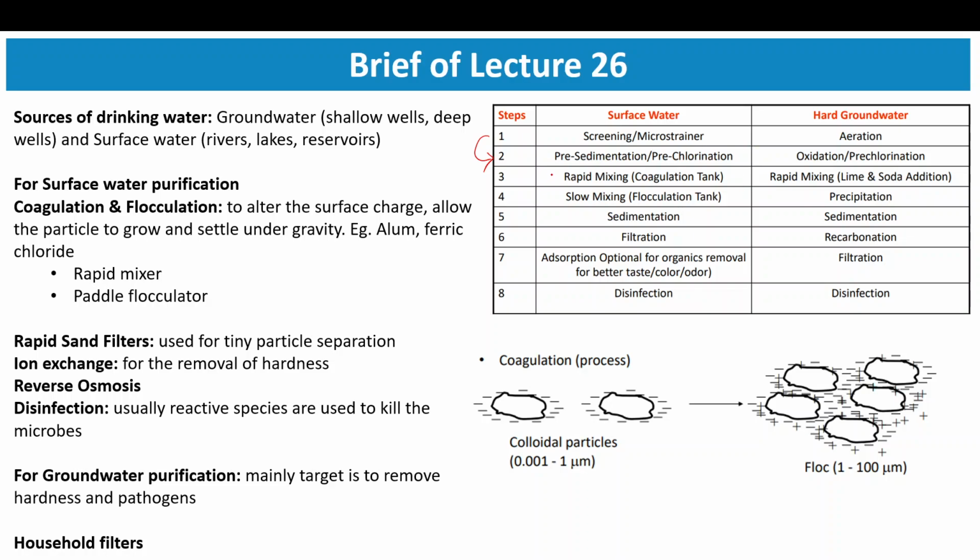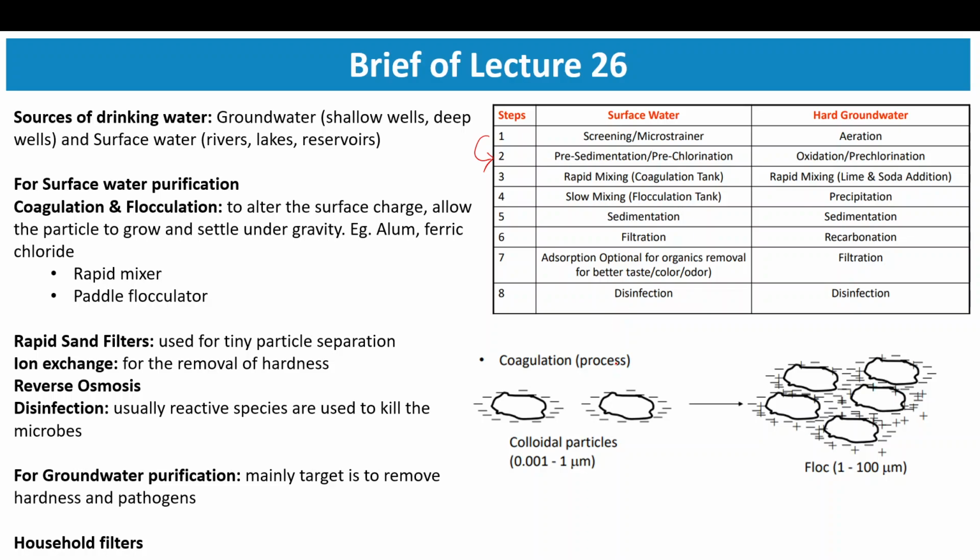Then there could be coagulation and flocculation, followed by sedimentation and filtration. If there is any specific requirement, for example if the water has some organics or some odor and taste, then you can use adsorption. And obviously, if you are using that water for drinking purposes, there are high chances that the surface water and groundwater are contaminated with microorganisms. So for that, you need disinfection.